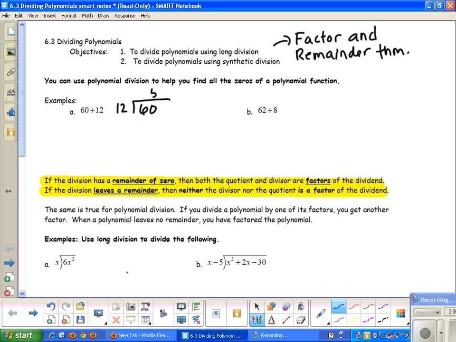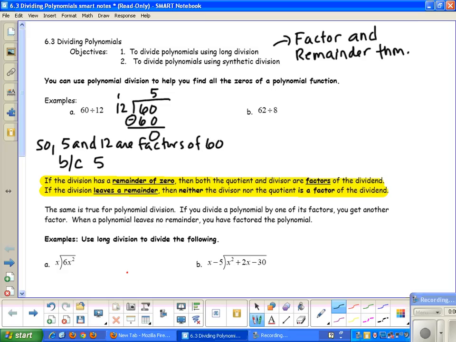So I want to see how many times 12 goes into 60. I know it goes in 5 times. So 5 times 2 would be 10. 5 times 1 would be 5, plus 1 is 6, so 60, and then remember you subtract your answer, and the 0 would be my remainder. So that means that 5 and 12 are factors of 60 because 5 times 12 equals 60.